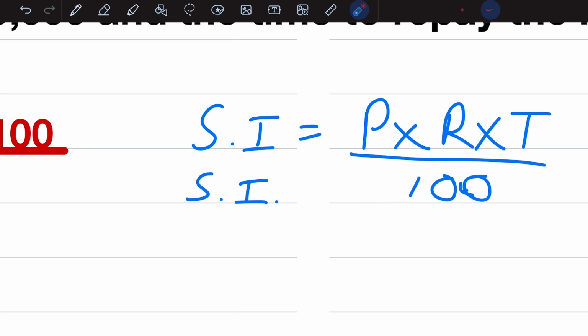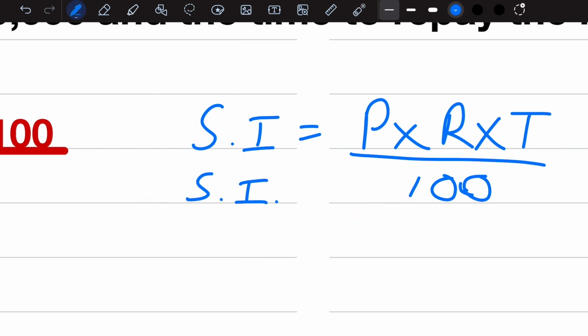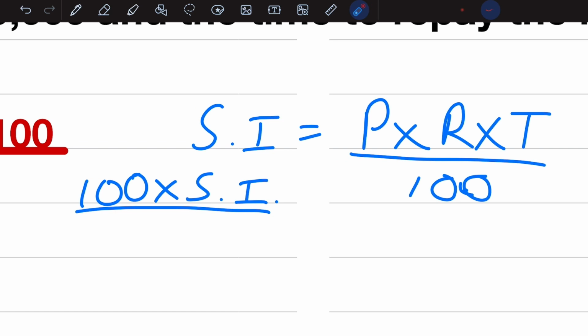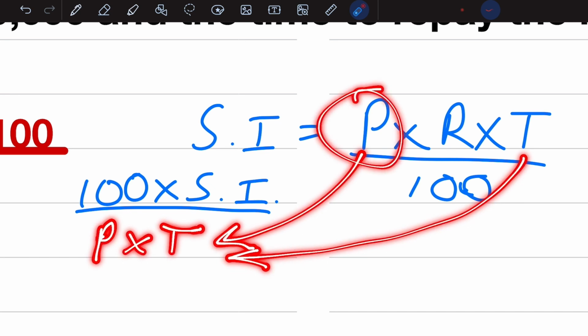Since the equation is divided by 100, when we move it across to the left side, we'll get multiplied by 100. Right, so 100 times the simple interest all over. The principal will go below because it will become divided by principal, and the time will also come below, multiplied by time. So the principal and the time will come below.